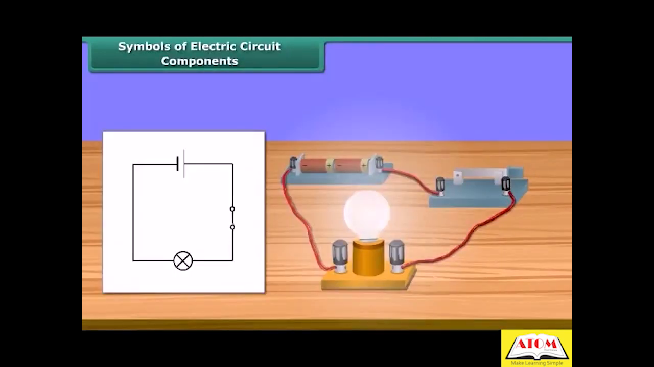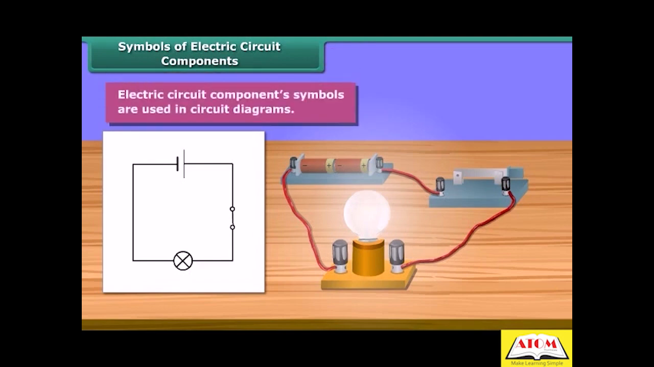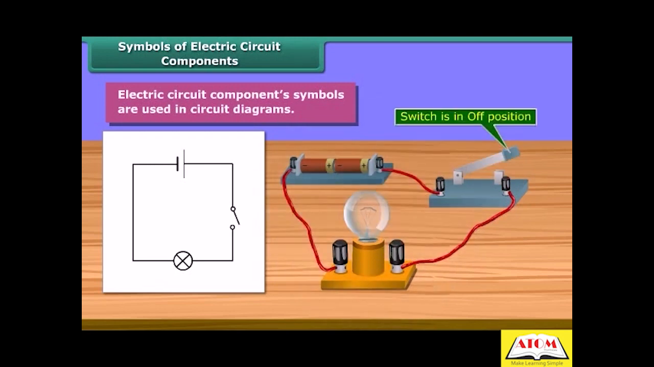Symbols of electric circuit components. Electric circuit components symbols are used to make circuit diagrams. It is much easier to represent a circuit diagram using symbols. This is the symbol of a switch in on position. This one is in off position.